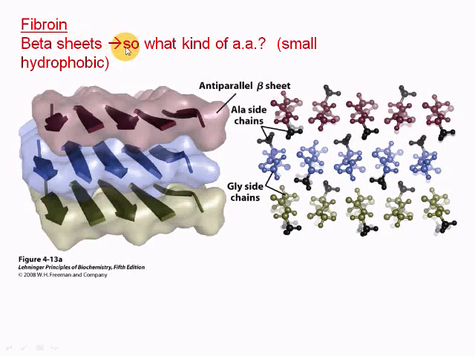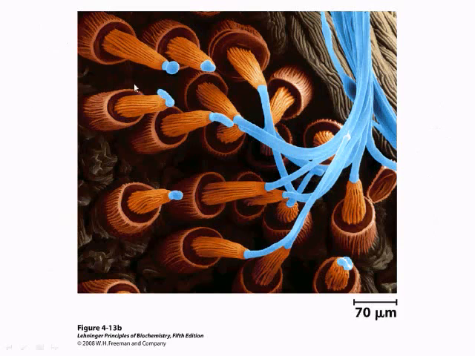And then you've got fibroin, and fibroin are going to be made of beta sheets. And so what kind of amino acids would you expect to see in fibroin? So you'd see small hydrophobics. And yeah, I don't think you're going to be tested too heavily on fibroin, but it's kind of like silk, and it's made of beta sheets.